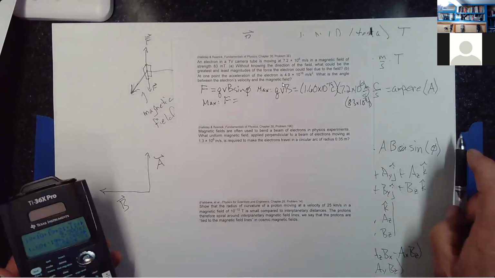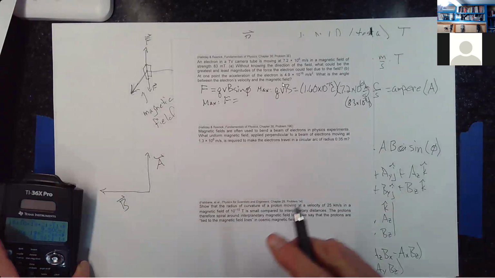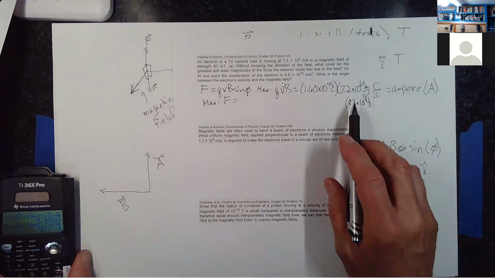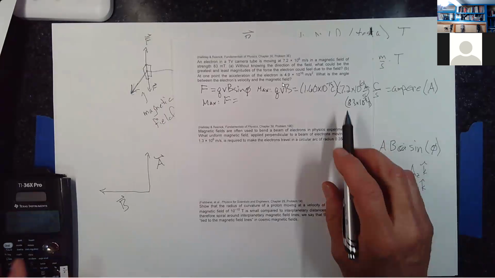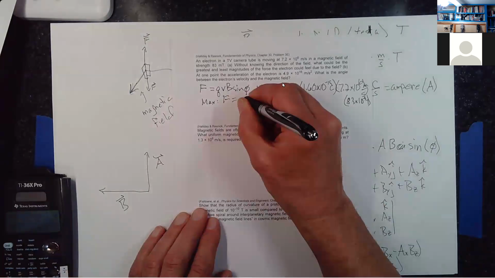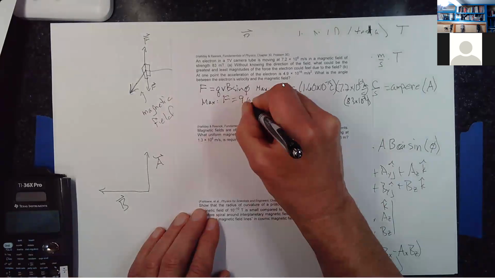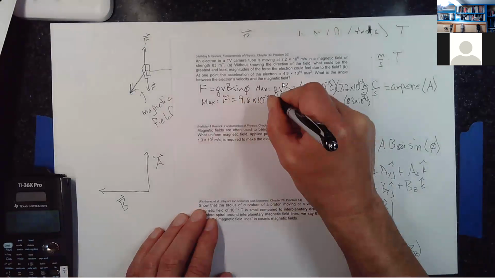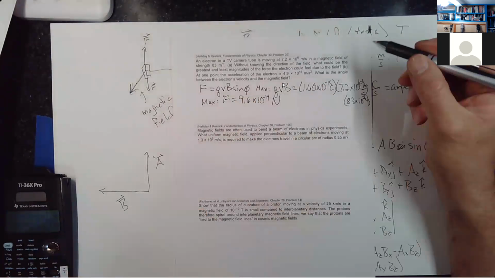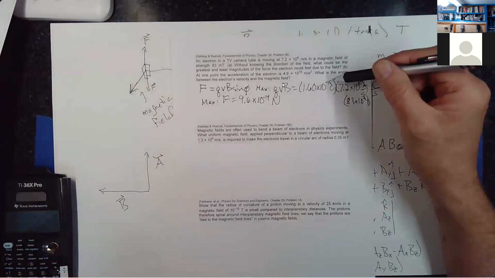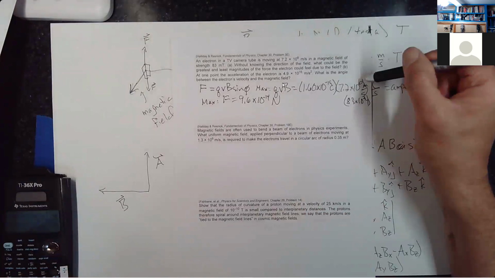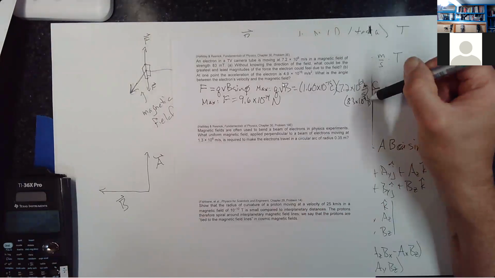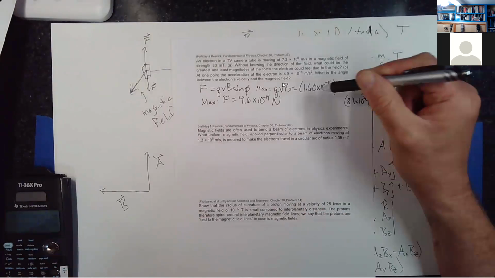Okay, and I get about 9.6. I think we've only got two sig figs. 9.6 times 10 to the minus 14th Newtons. Now let's see, is that about correct? This would be 10 to the minus 13th, 10 to the minus third is 10 to the minus 16th. Yeah, that's a reasonable value.